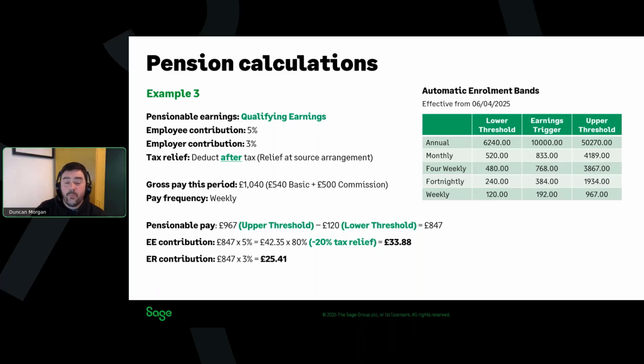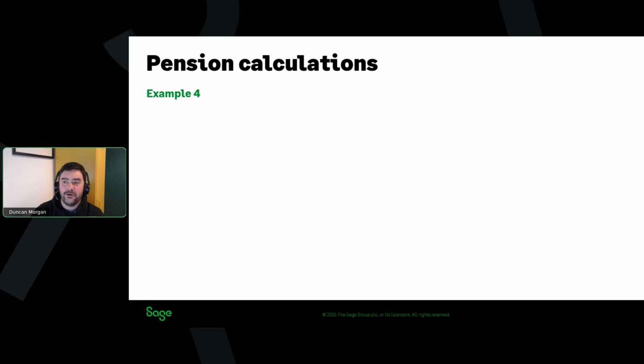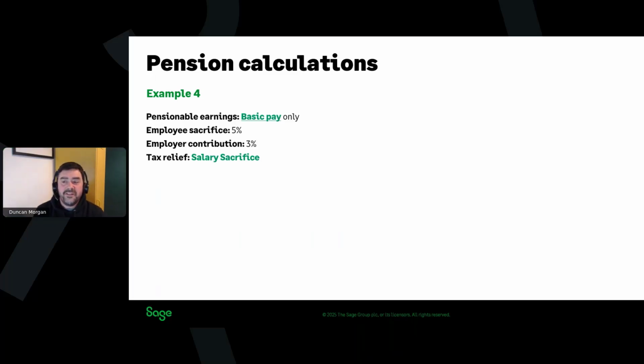So I'm going to go through one more with you before it's your turn. So example number 4. For this one, we're using a pension scheme where basic pay are the pensionable earnings, but this one is a salary sacrifice scheme. So the employee has a salary sacrifice of 5% of their basic pay. The employer is going to contribute 3% on top of that salary sacrifice amount.